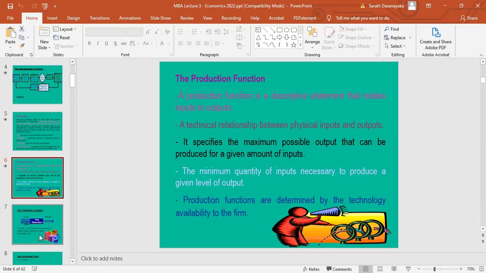You have another one: the production function is determined by the technology available to the firm. Then you can see overall, in production functions, on the one hand you have inputs, on the other hand output, and in between technology. By using technology we transform inputs into output. Then that is the start of our analysis.